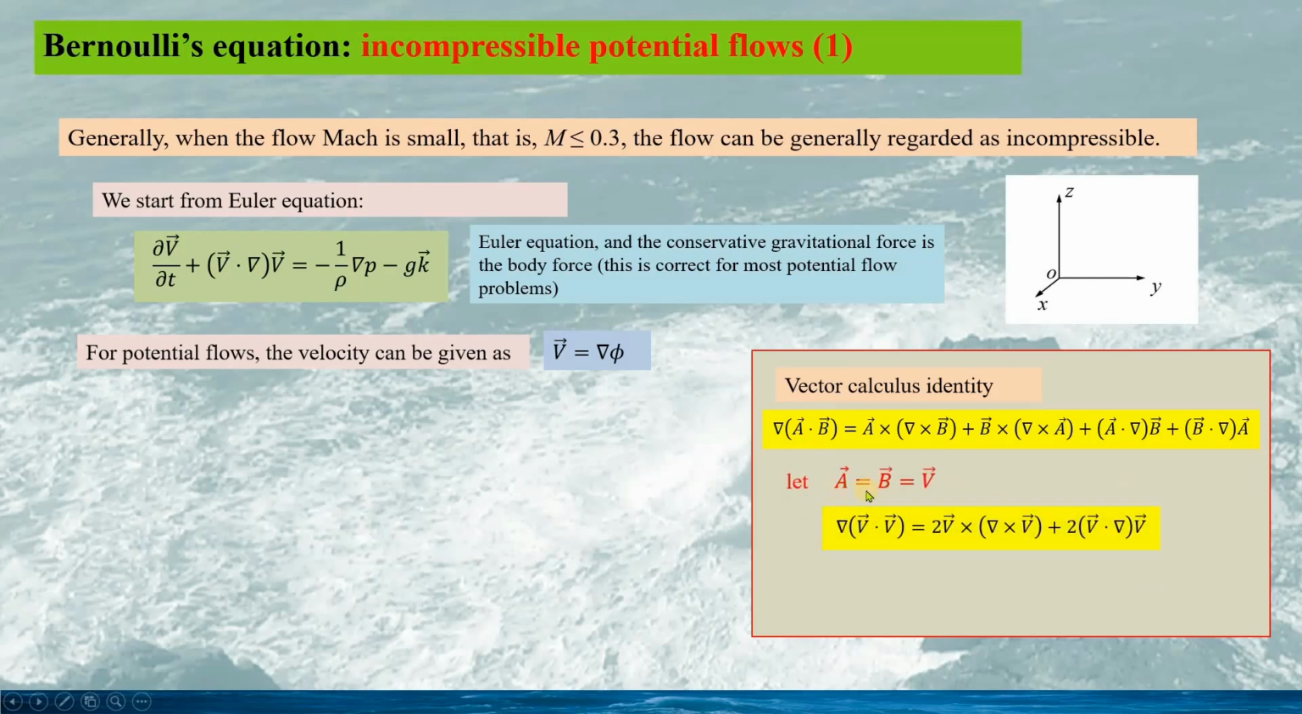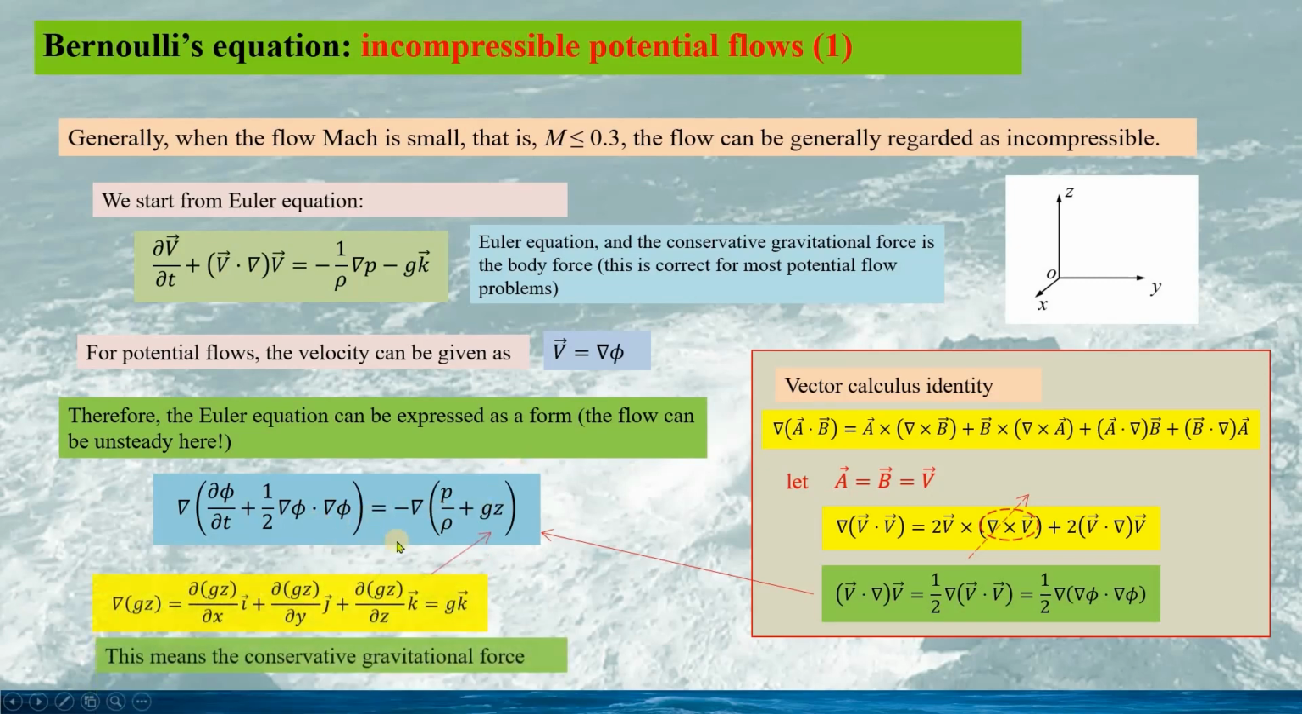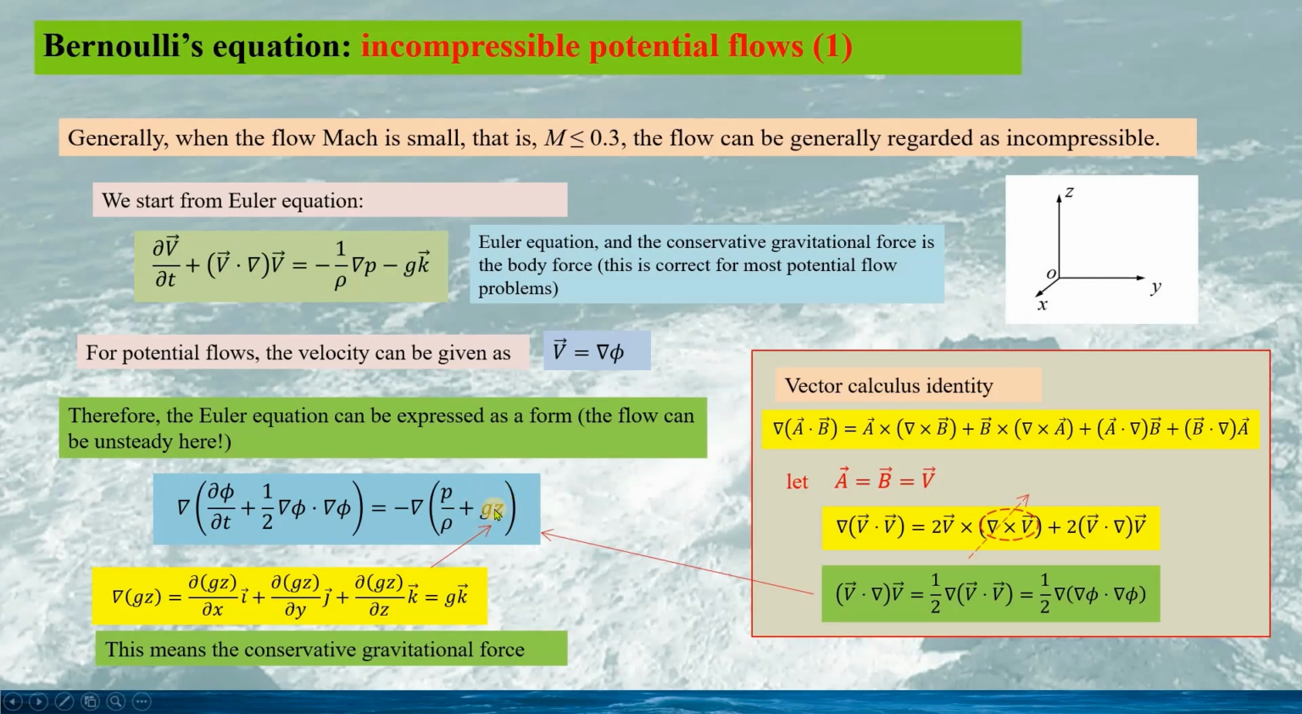Now, if we take both vector A and B as the velocity vector V, we have the expression as this. As we know, for the potential flow, the curl of the velocity vector would be 0. Therefore, we have the convective acceleration term given as this. And if we apply the velocity potential function, we have this. As such, the Euler equation can be expressed in this form.